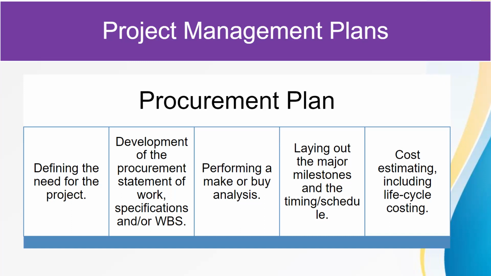And throughout the process, there must be a layout of milestones and the timing and schedule. So within the procurement plan, we should have a clear plan on the timing. When do we want to procure a particular item? So when do we want to procure the computer?